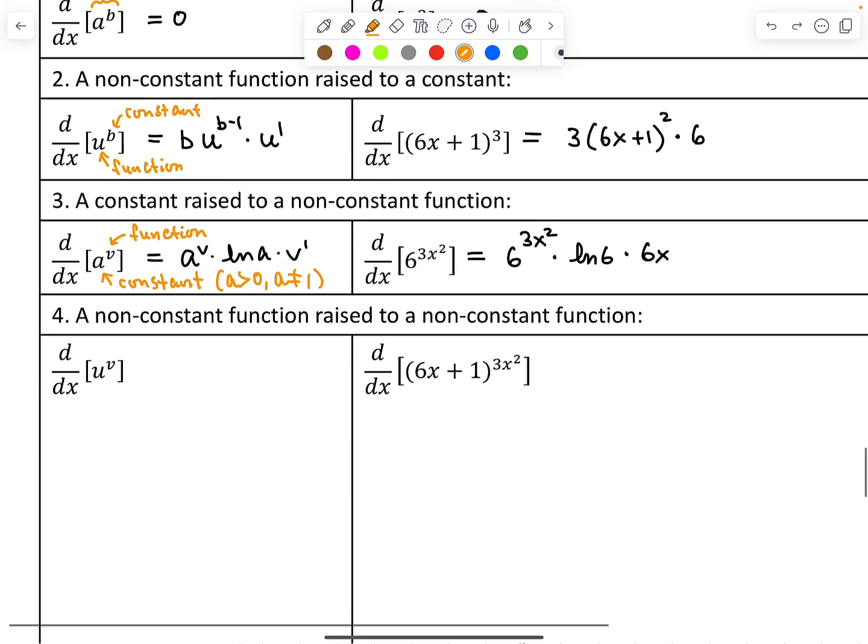And now we have a fourth case, which we've never seen up to this point. What happens when you have a non-constant function raised to another non-constant function? So neither the base nor the exponent is just a constant.